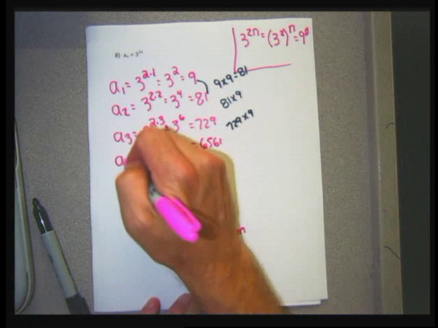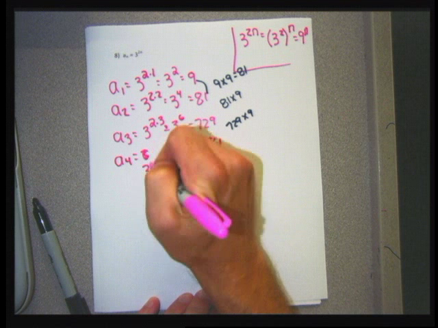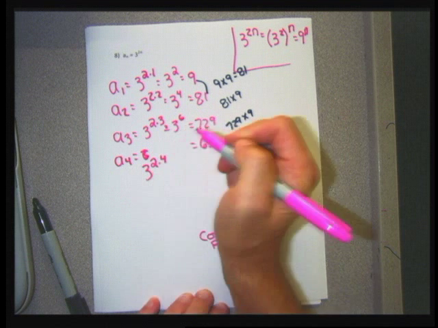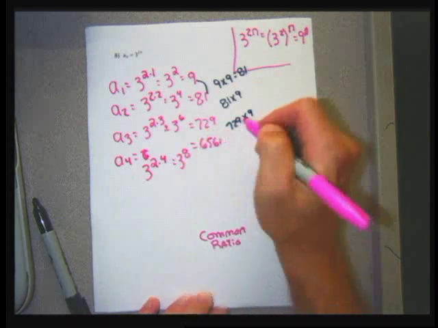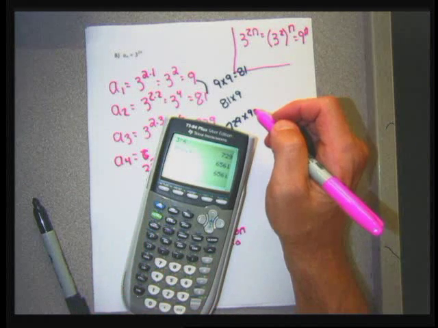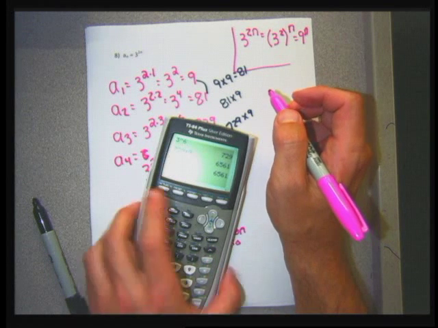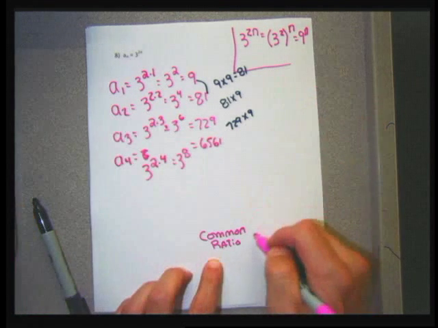I'm going to confirm that by going a sub 4 equals 3 times 2 to the 4th power, plugging in a 4 for that n. That's 3 to the 8th power. When I go 3 up arrow 8th power, I get exactly that 6561, like I knew I needed to get. So the common ratio is in fact 9.